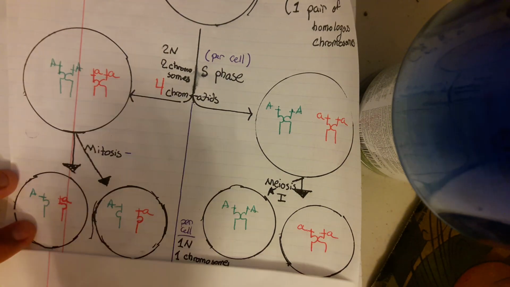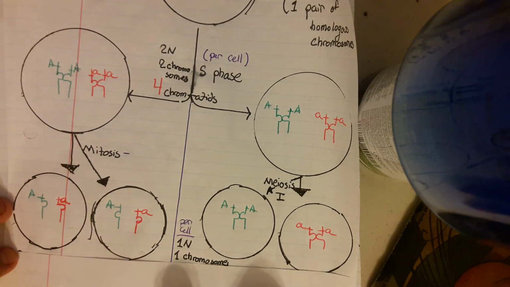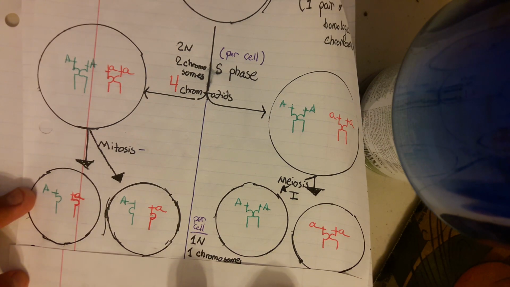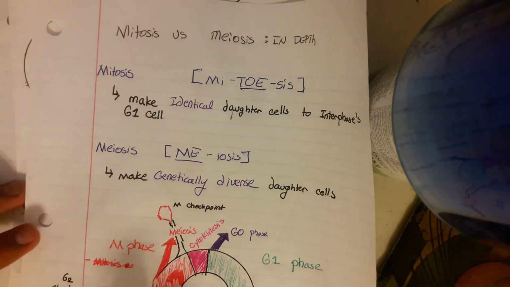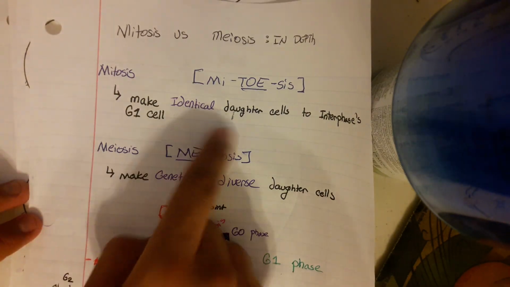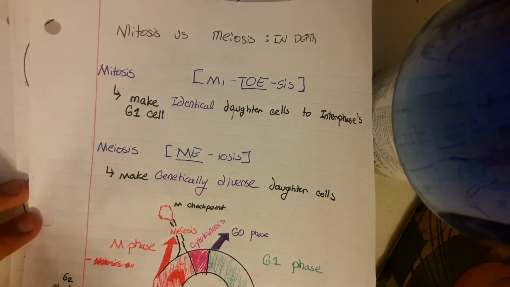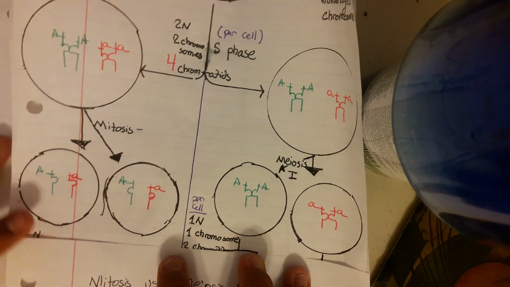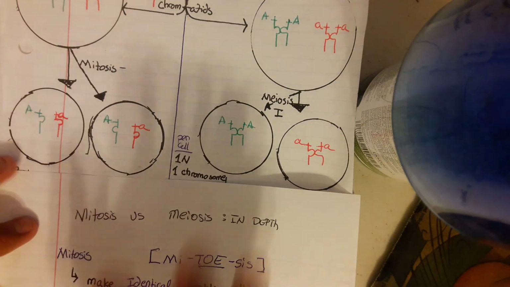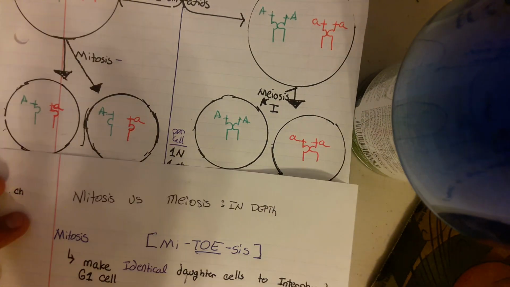Okay. Now let's look at the first phase of division and how they're different. So remember how we first said that the goal of mitosis is to make identical daughter cells, whereas the goal of meiosis is to make genetically diverse daughter cells. So here's where we see a deviation in these processes, and it's because of those reasons.